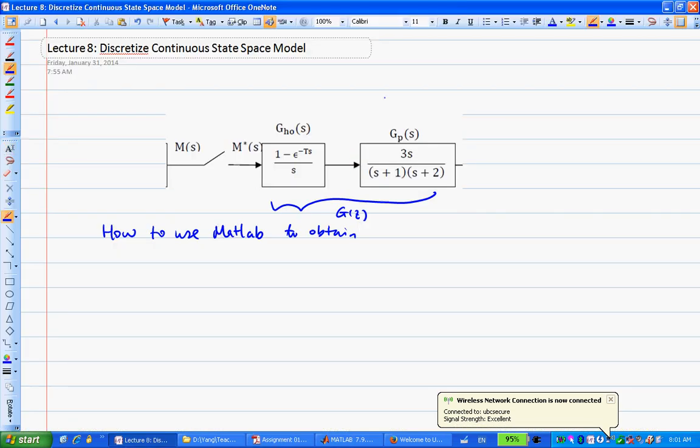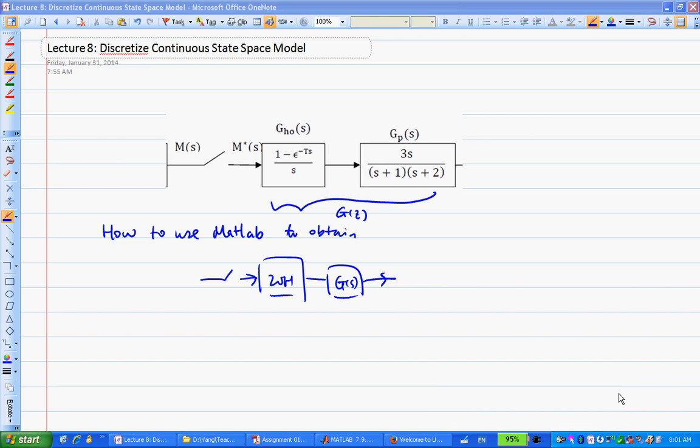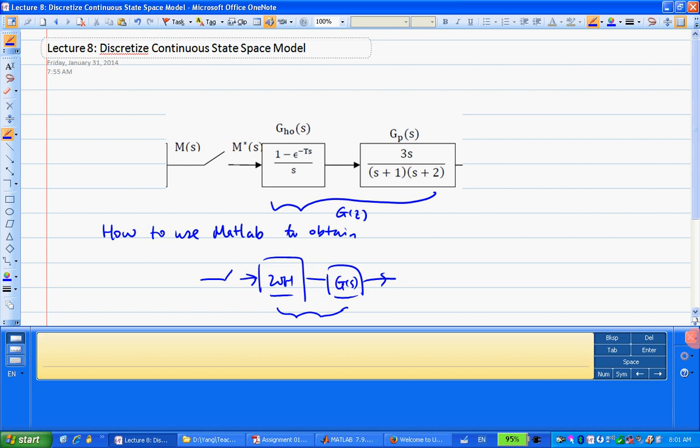So we had a general block like this. Basically, you have this, and we derived that if we wanted to obtain the open loop pulse transfer function for this simple module here, that's equivalent to discretizing this portion in here, right?